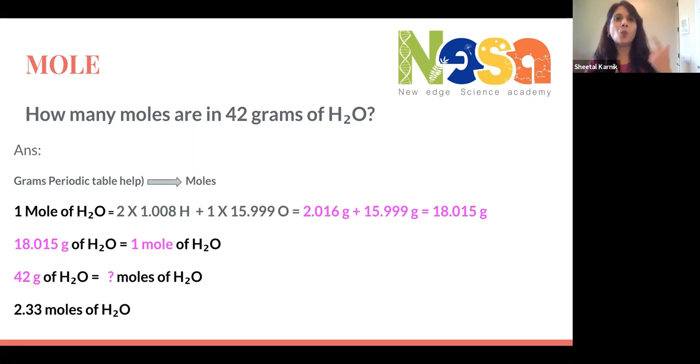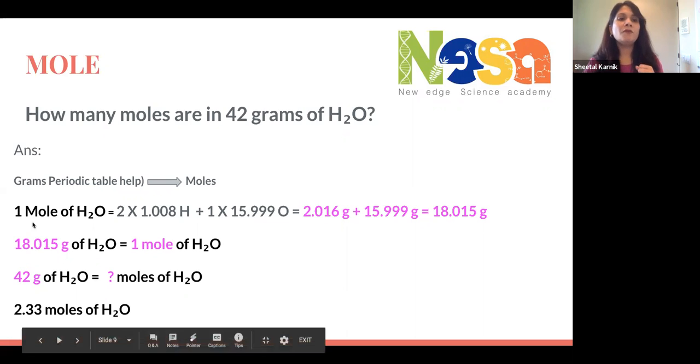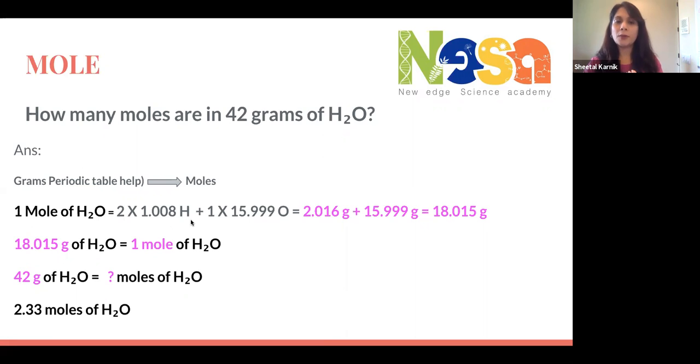So we know that for 1 mole of anything, when you want to find out, just go to the periodic table, add up all the atoms in that molecule, and you know that 1 mole of that particular thing is going to weigh these many grams. We do this step, 1 mole of water: we multiply 2 with the atomic mass of hydrogen, add it up with 1 oxygen atomic mass, and we find the molar mass, which is 18.015 gram of water.